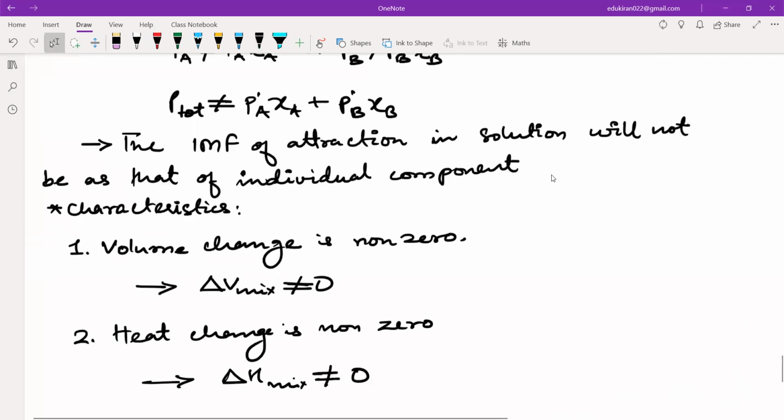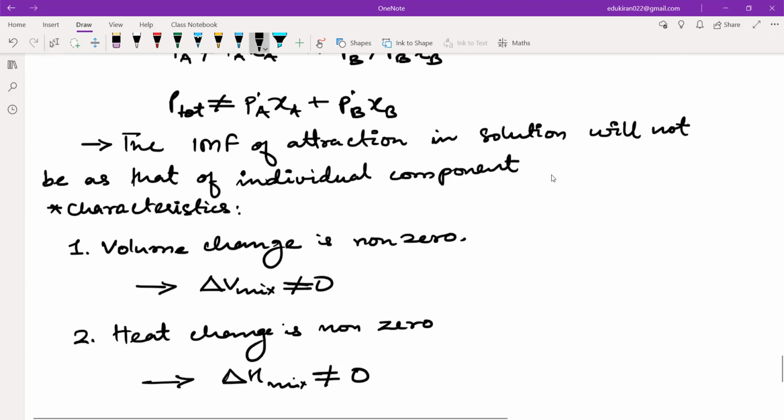Okay. So obviously there will be two cases of non-ideal solution. There will be a case in which the intermolecular force of attraction will be higher. There will be a case in which the intermolecular force of attraction will be lower than the individual components before mixing. So we will study those two types of non-ideal solution in the next lecture.